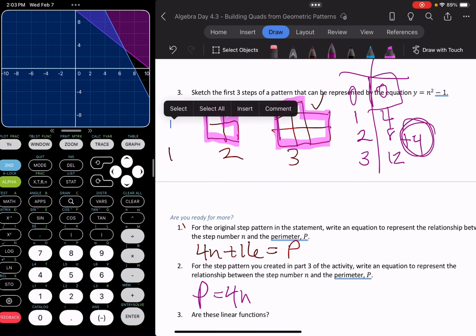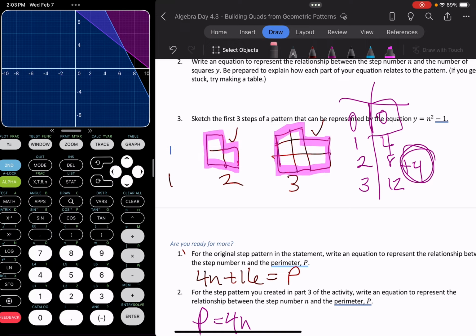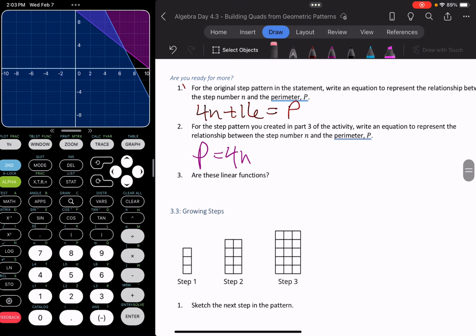Now, honestly, I don't love this question because really for step 1, we don't have any squares, so we don't have a perimeter. So it's not entirely accurate, but the one that best represents that would be 4n. Okay. Erase that. And then, are these linear functions? Yes. We have a coefficient of n, and it is increasing at a constant rate.